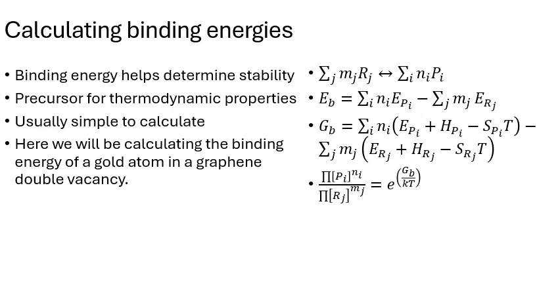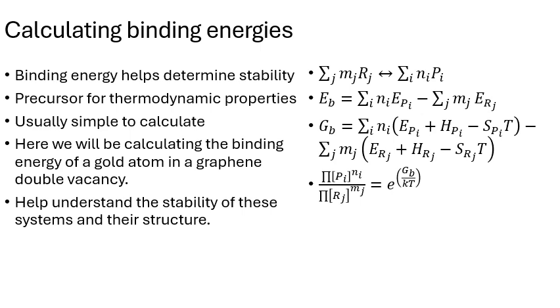We today are going to look at the binding of a gold atom into a double vacancy in graphene. These sorts of systems are often used in single atom catalysts or just to pattern the surface of graphene. So we will be calculating the binding energy essentially to figure out the stabilities of these systems, to see if it's actually stable to do this.